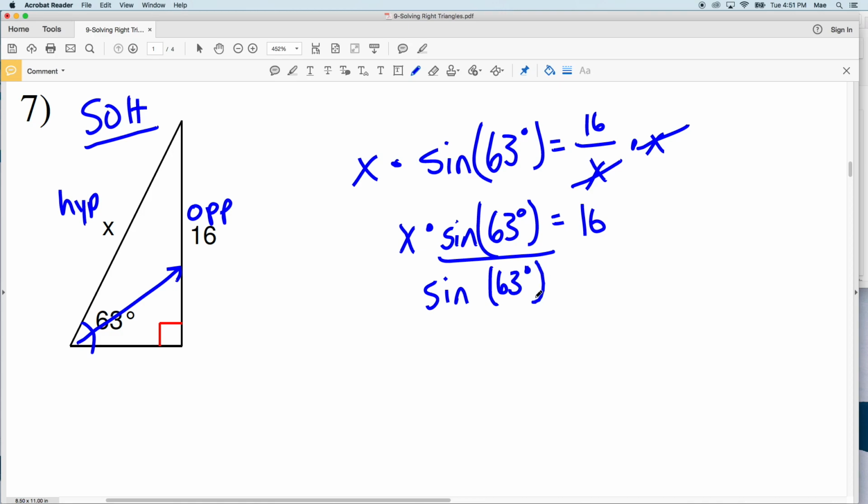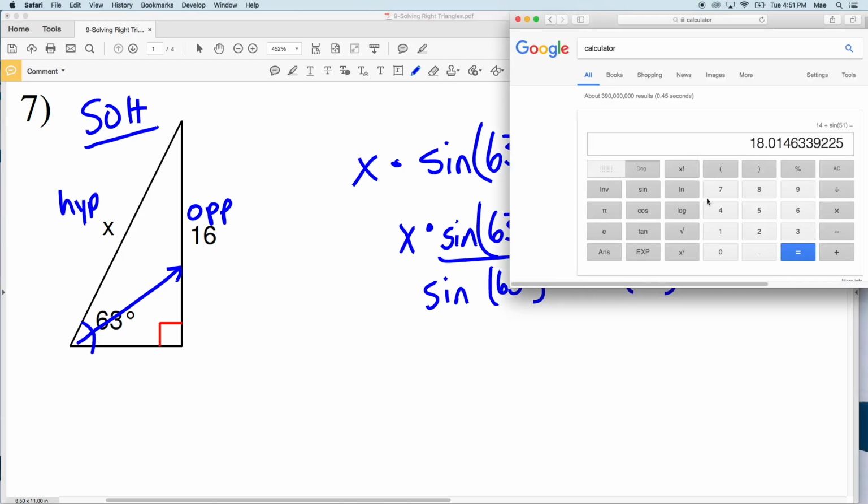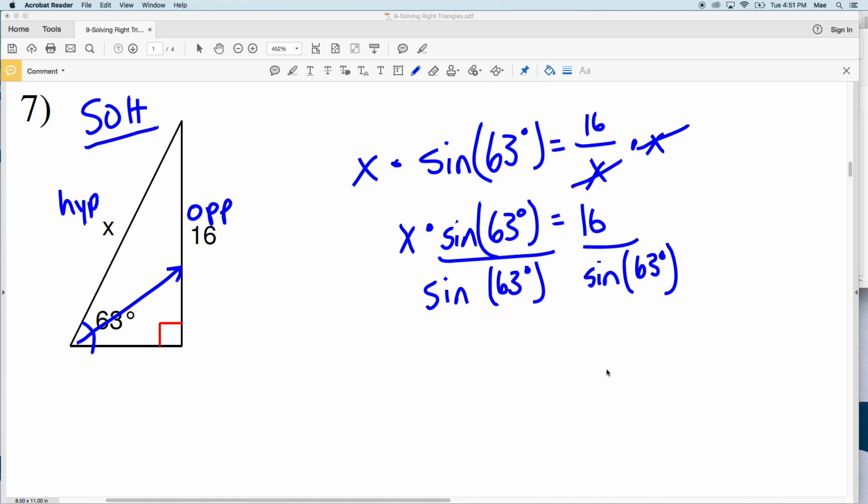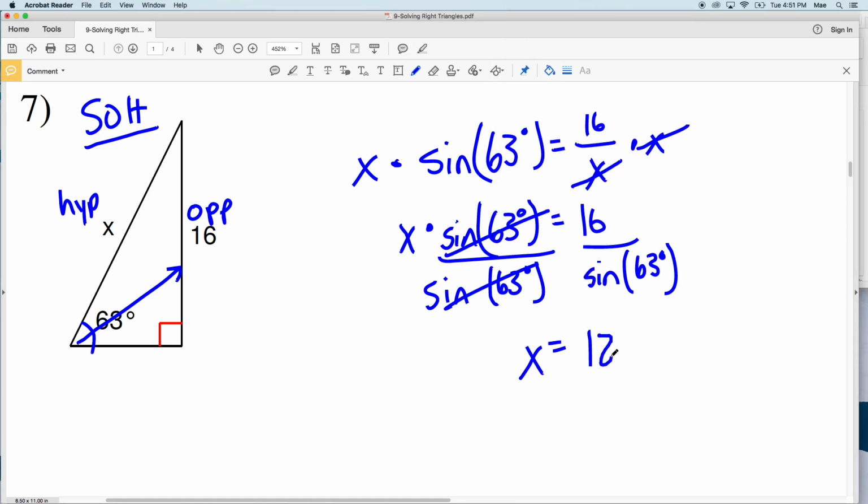So as opposed to writing that as a decimal and then dividing, I'll just divide by that exact number, since I can enter that into my calculator a little easier. So 16 divided by the sine of 63 is equal to 17.95, which will round to 18.0. So x equals 18.0 for number 7.